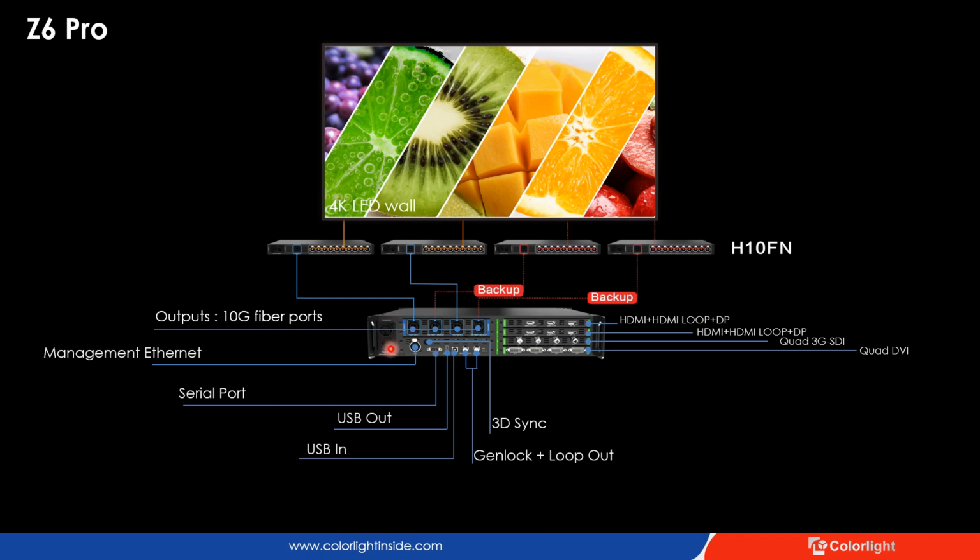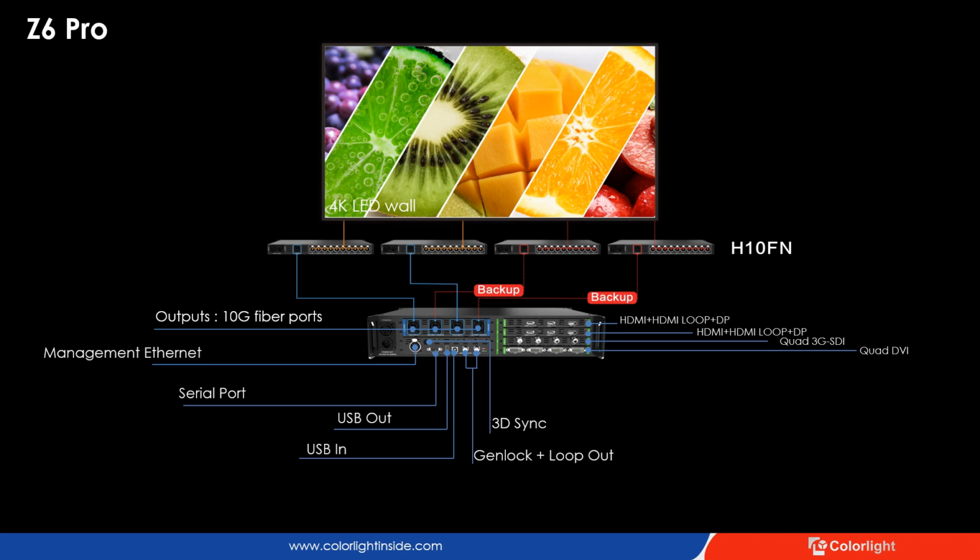The left side is where the output ports and control ports are located. You might have noticed that the Z6 Pro has 4 optical fiber output ports instead of Ethernet. 2 of them are primary ports and the other 2 are designated redundancy ports. Each fiber connector on the Z6 Pro uses a 10 gigabit backbone to a fiber distribution unit, the H10FN, to reduce the number of required home run cables. Keep the cabling as simple and affordable as possible.